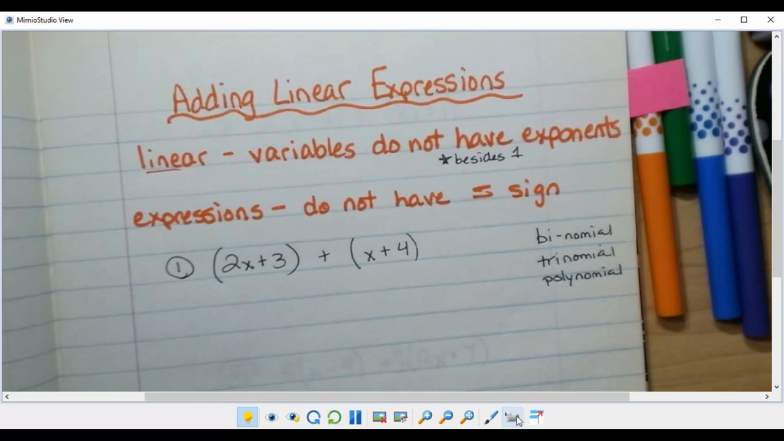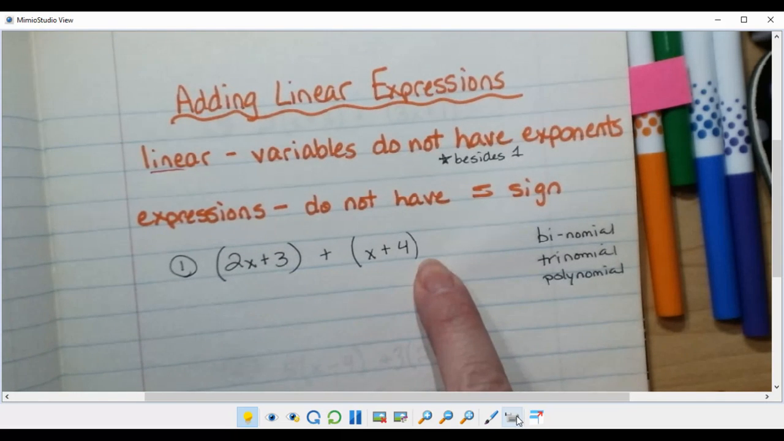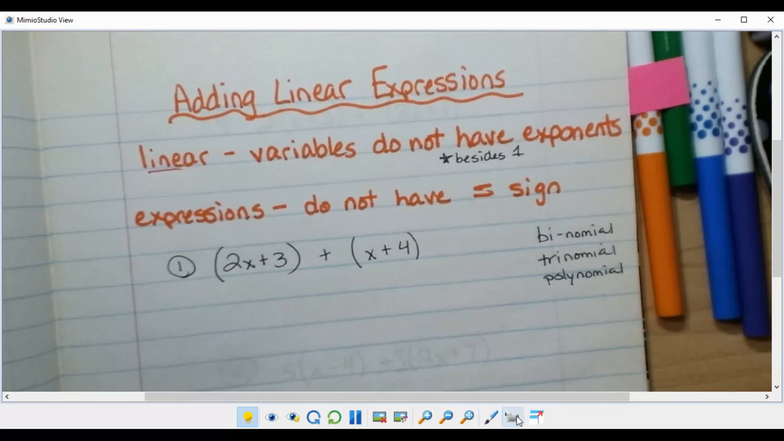And then, of course, expressions do not have the equal sign. You'll notice none of these have an equal sign. There isn't another half to the problem. It's just the string of symbols and numbers and letters.